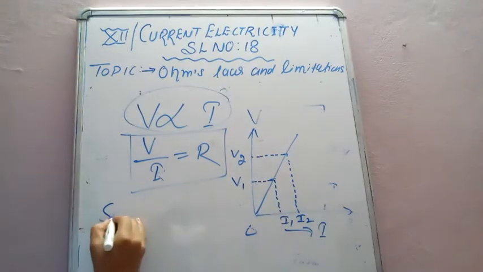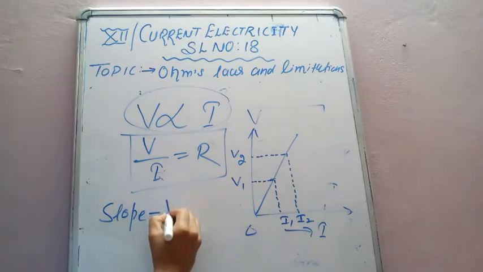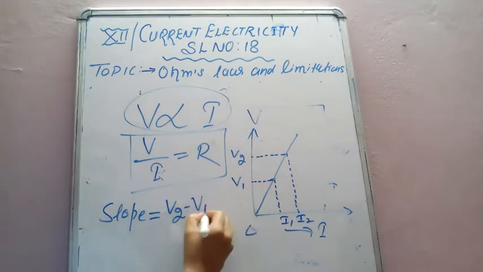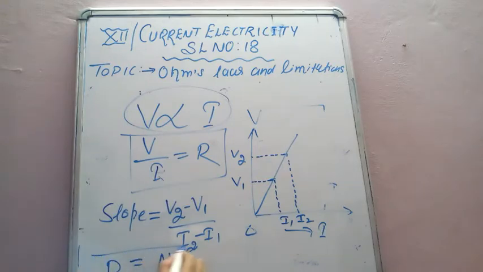Now slope is nothing but tangent. Slope is equal to V2 minus V1 divided by I2 minus I1. So this can be written as delta V upon delta I. This is the slope, and from this relation we can say that it tells about the resistance of the conductor.